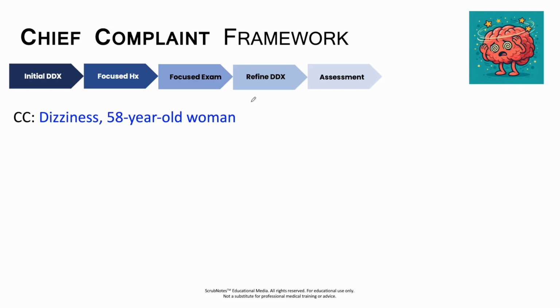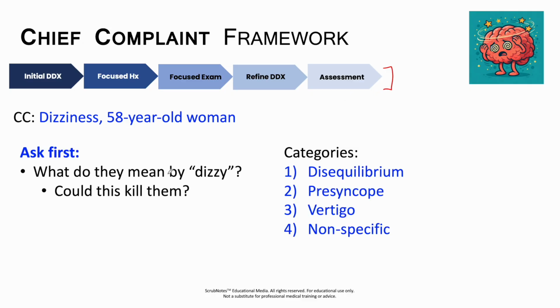As a student, I organized dizziness into safety first, then time pattern, and then 4 primary buckets. As I gain more experience, I'm sure this framework will expand, but this should hopefully get you through exams and early clinical reasoning. So let's walk through it. Our case today is a 58-year-old woman with dizziness. The first thing I might ask is, what do you mean by dizzy, and could this kill them? I'd like to think of dizziness in 4 broad categories: disequilibrium, presyncope, vertigo, and non-specific.